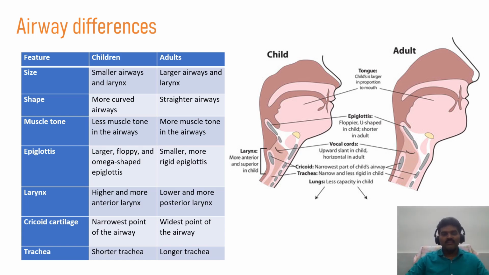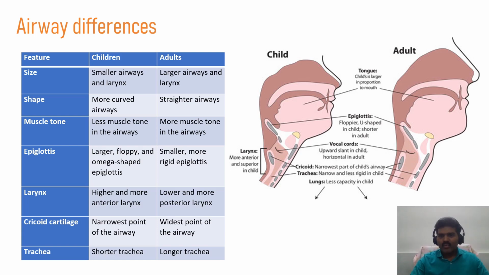When it comes to the larynx shape, it's usually higher and more anteriorly placed in children. If the larynx is higher and more anteriorly placed, it will be difficult to do a direct laryngoscopy to visualize the vocal cords. In adults, it is lower and more posterior. It would be most of the time easily visualized.